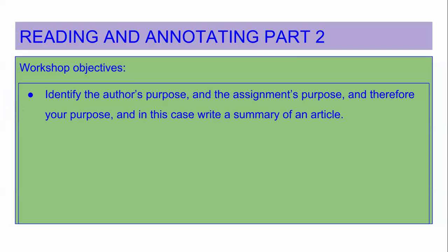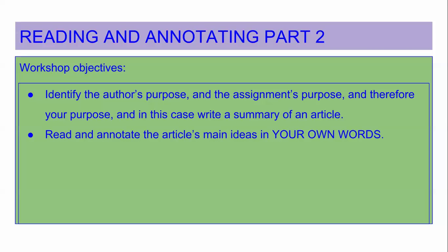Now then, this workshop's objectives are, first, we're going to take a look at the article online and identify the author's purpose. Then remind ourselves of our purpose, the assignment's purpose. In this case, we're going to be writing a summary of an article, which means we have to find the main ideas. So when we're reading and annotating the article's main ideas, we're going to be trying to put it into our own words and not relying too much on what the author has written. This will also give you a better comprehension of the big picture, which is the most difficult thing for some students to get.